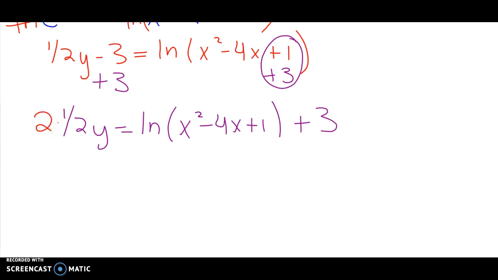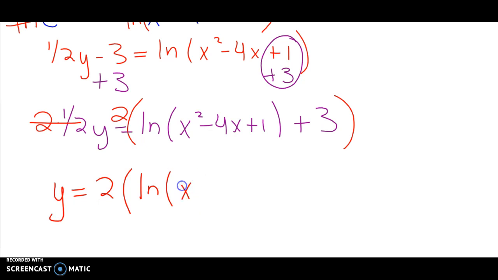Now once again, you have to multiply the whole right side by 2. So put parentheses around the whole right side and multiply it by 2. So cancel. That gives us 2 times the natural log of x squared minus 4x plus 1, and then a +3 added, close your parentheses. Wow. Now that is technically your answer. They said solve for y, and we did.